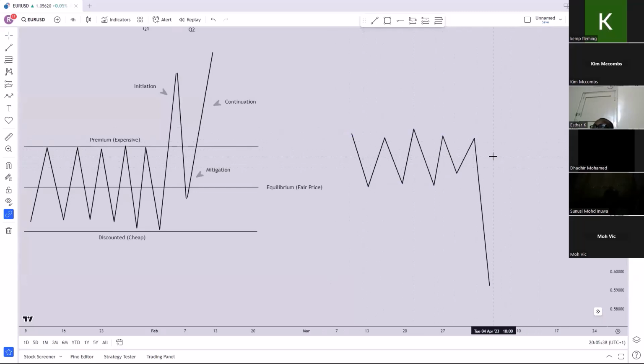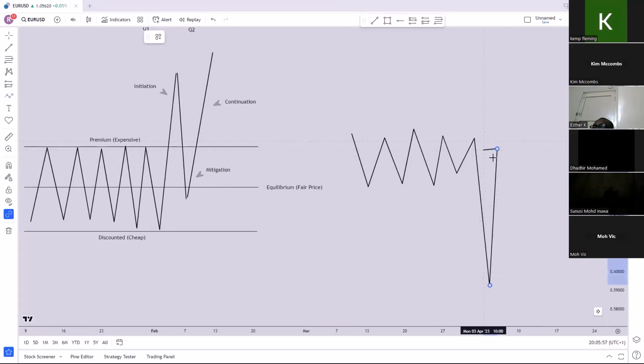We've got our equilibrium in the middle. So price is now broken out. The banks have shown us that supply has overpowered demand. Price has now broken it, and at this exact point, we want to be patient. We want to sit on our hands. We don't want to trade until price is showing the mitigation phase.